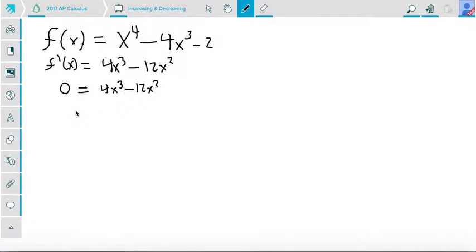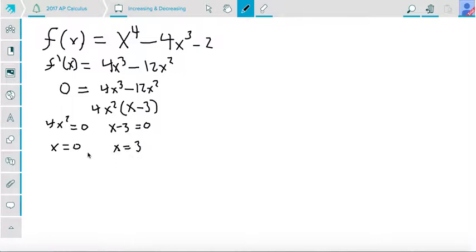And now, personally, I would factor out a 4x squared. So let's just do that. 4x squared, just to keep things simple here, x minus 3. So 4x squared equals 0, and x minus 3 equals 0. So this x value is going to be 0, and this one will equal 3. So our two critical points so far are 0 and 3.